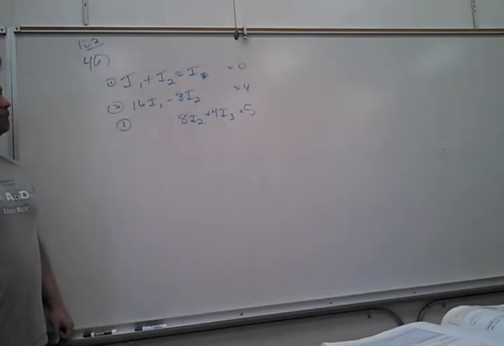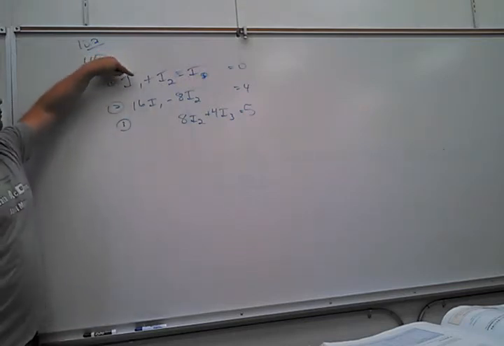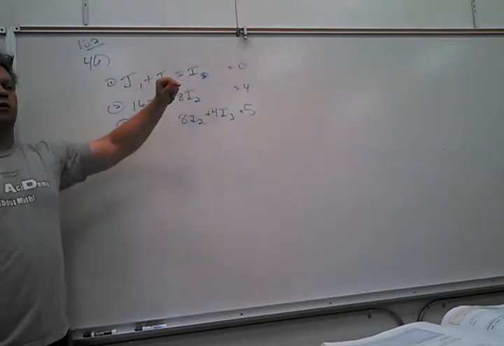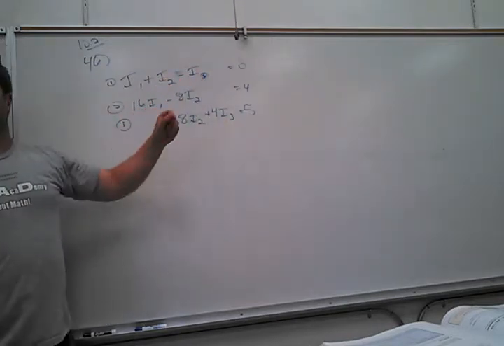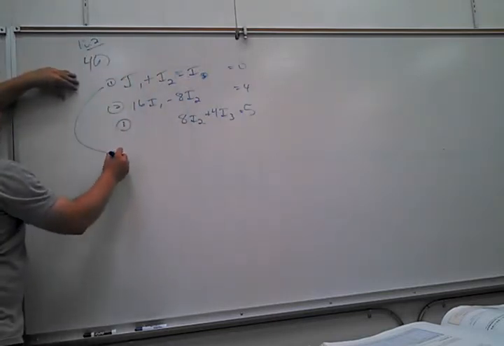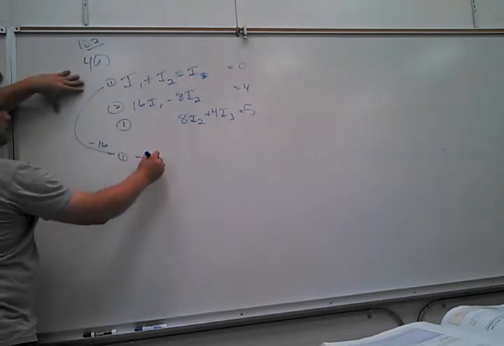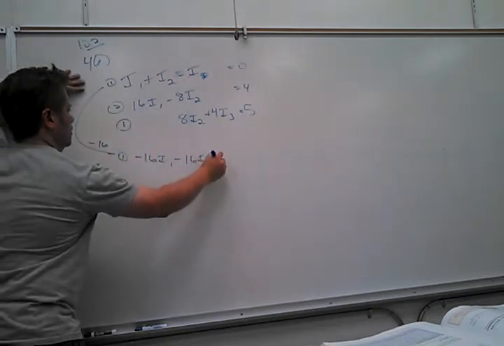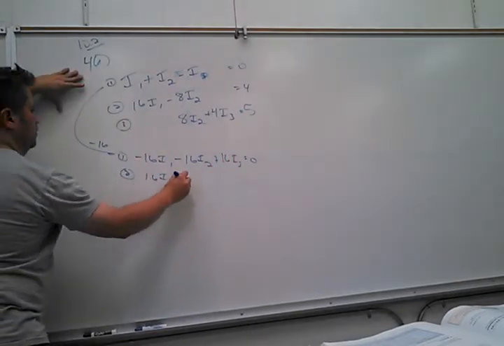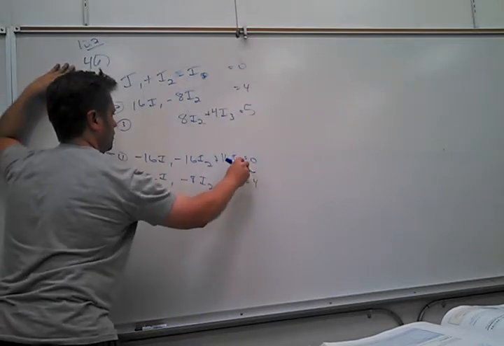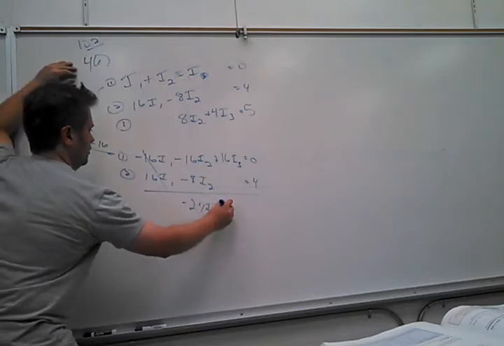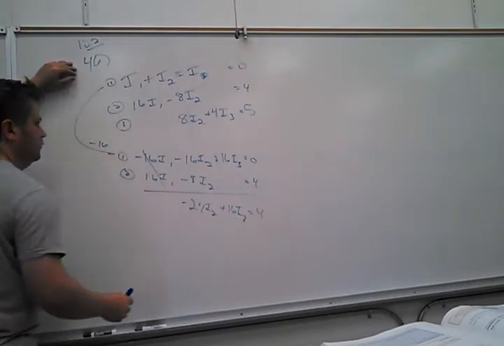Well, you have to initiate what you're going to do, right? You want to eliminate either I1, so that you have I2 and I3 between the two of them, or you're willing to eliminate I3, so you have I1 and I2. So here, if you multiply 1 by negative 16 and add it to number 2, you get negative 24 I2 plus 16 I3 equals 4.